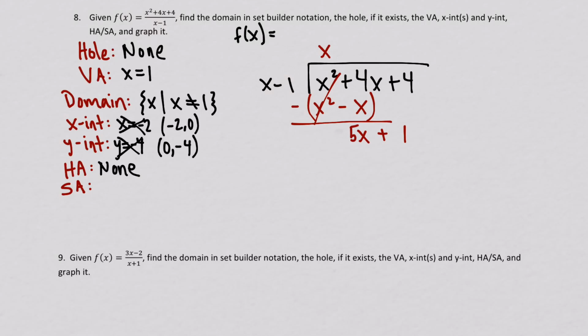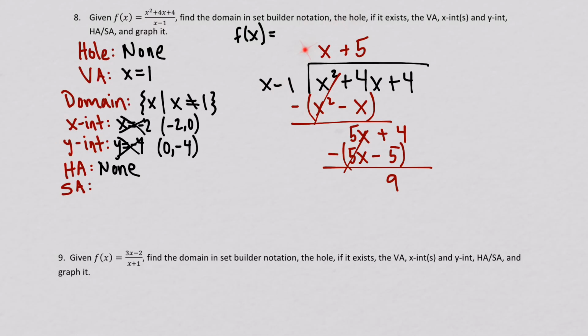Bring down the plus 4 and do it again. X times what gives you 5x? 5. So plus 5. Take that 5, multiply times both of these. You're going to get 5x minus 5. But you're going to subtract that, which is what we do. 5x minus 5 cancels. 4 minus negative 5, that means 4 plus 5, that means 9. And there's nothing else you can do. At this point, you're done.